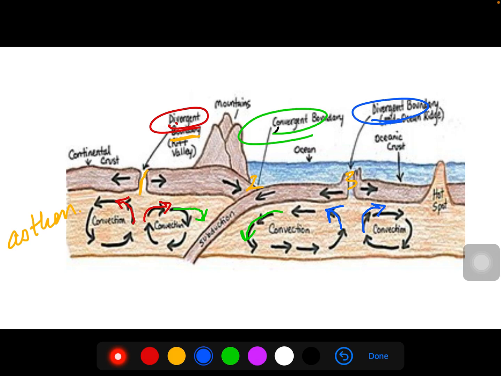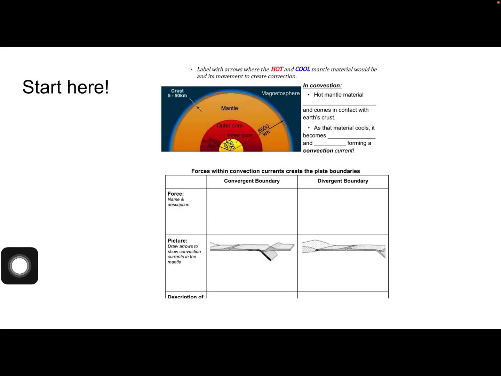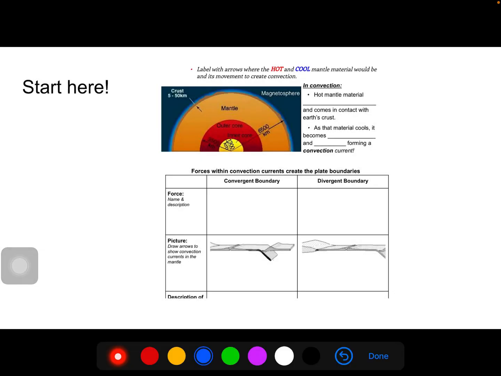So the idea here is whatever happens on the inside drives the movement of the crust on the surface or the outside. So what we're looking at is not only the whole process of convection, but also focusing in on these individual movements and giving them a name. So that's what we're looking at here with our diagram. So we've got our boundaries already filled in, convergent and divergent. We're going to start right here.